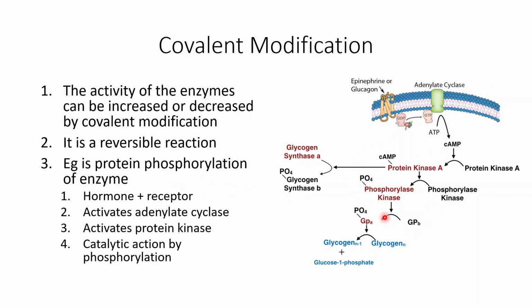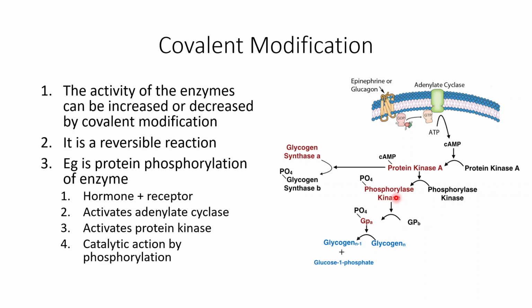Now let us look at this particular cascade. The hormone, let's say epinephrine or glucagon, comes and binds with the receptor. It activates an enzyme called adenylate cyclase, which is present in the cell membrane. This adenylate cyclase will convert ATP into cyclic AMP. Now this cyclic AMP will activate protein kinase present in the cell. This activated protein kinase causes catalytic action by phosphorylation. It will convert phosphorylase kinase to the active form of phosphorylase kinase, which contains a phosphate group.